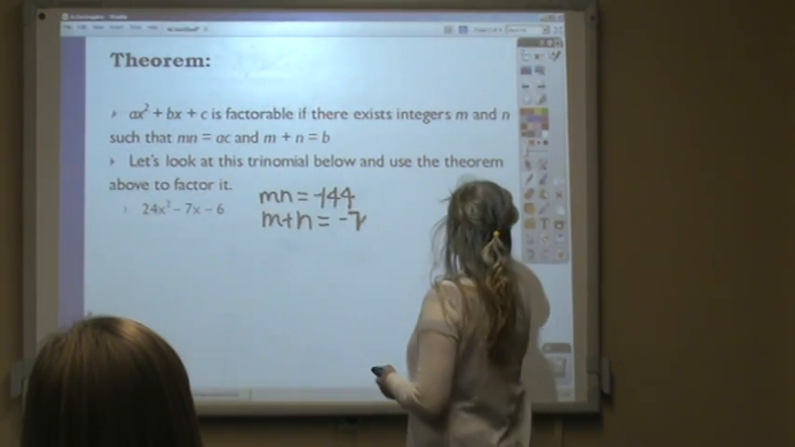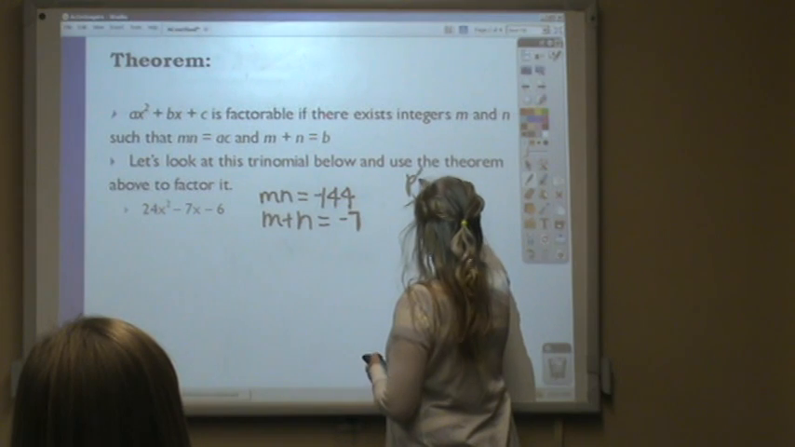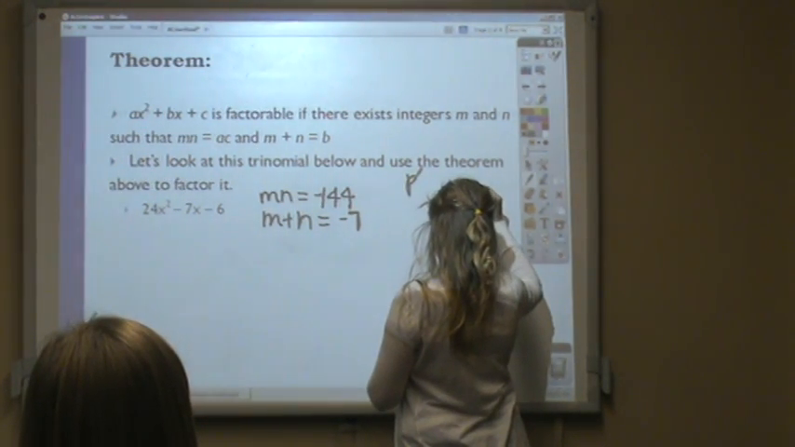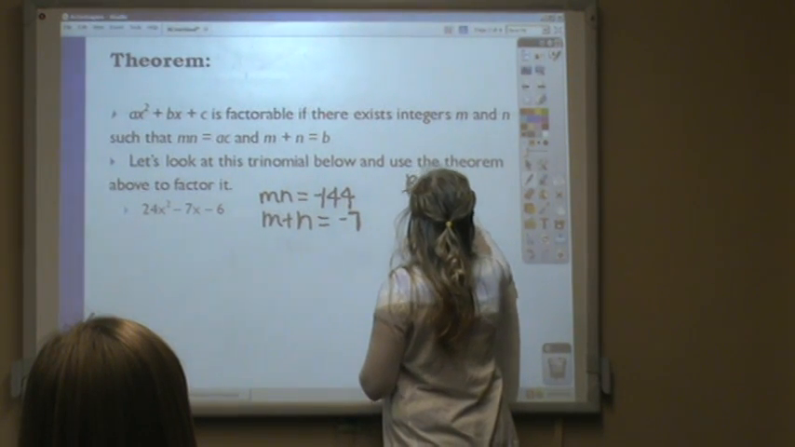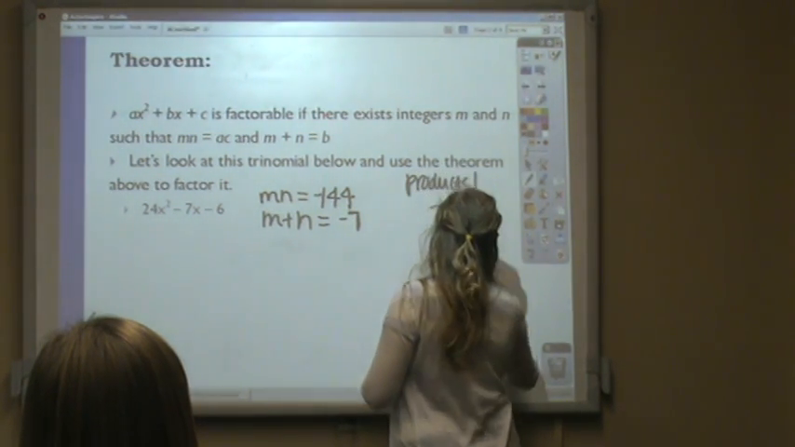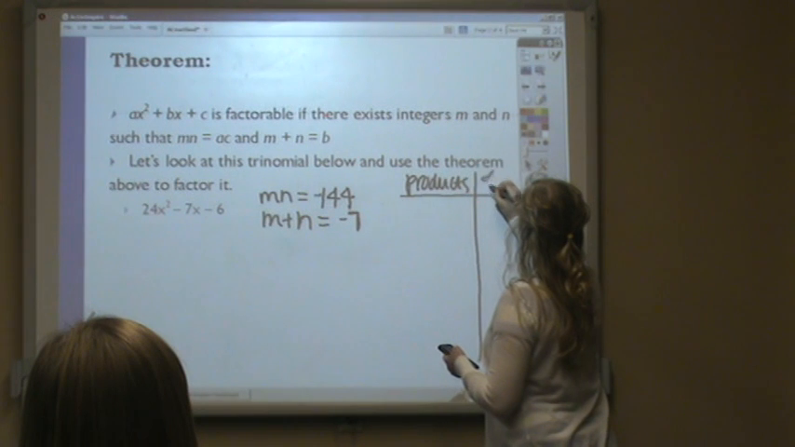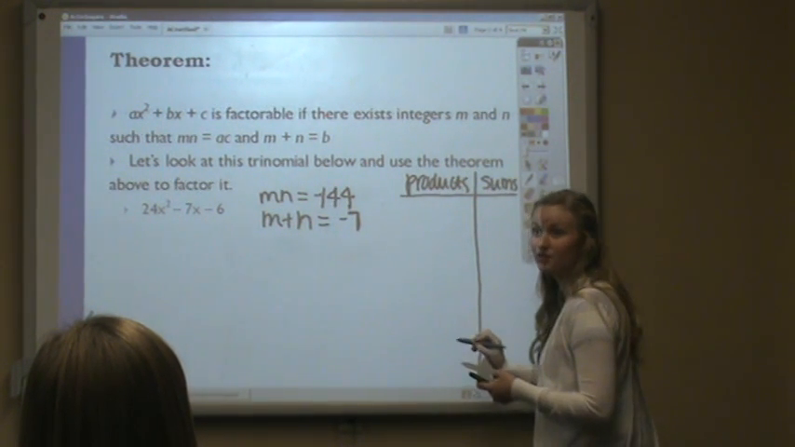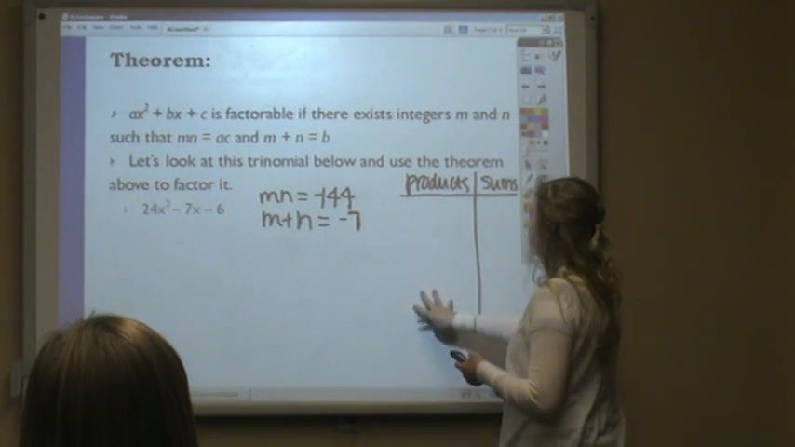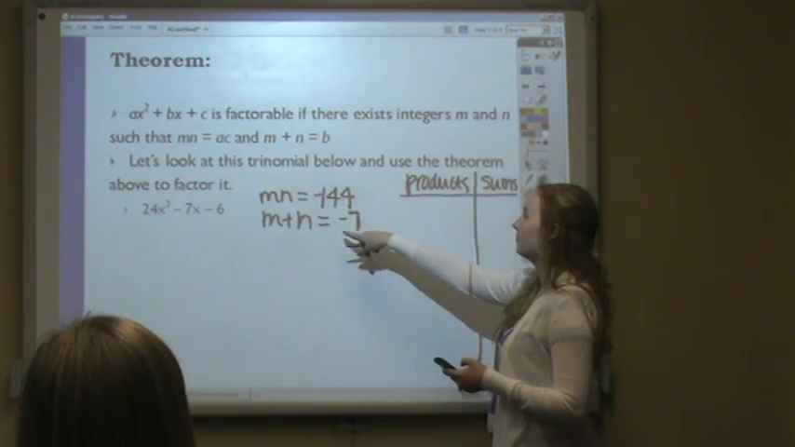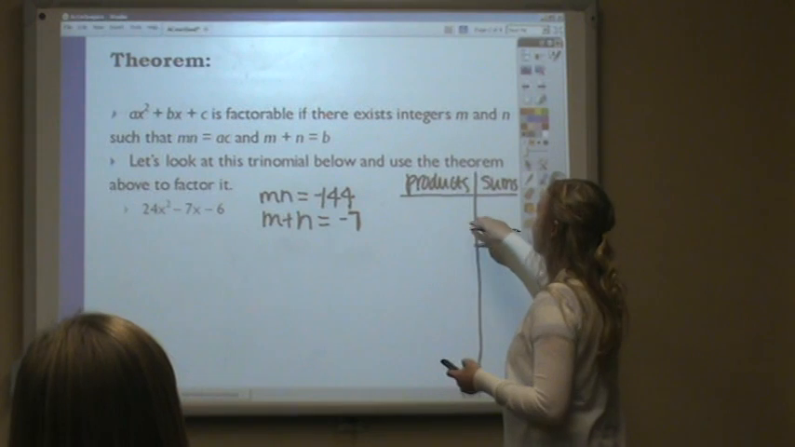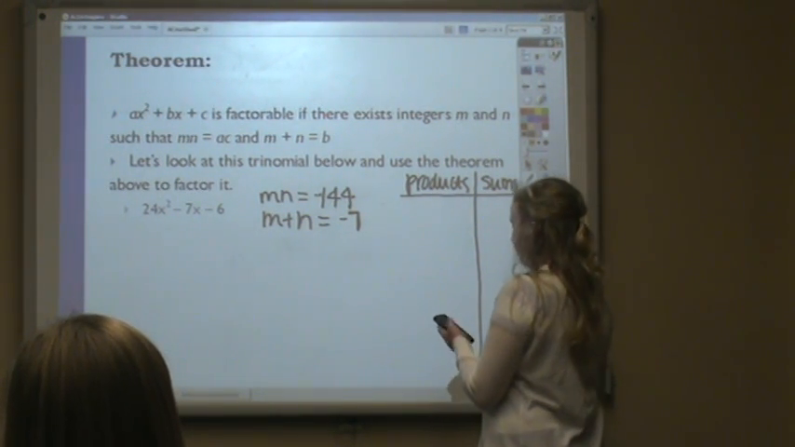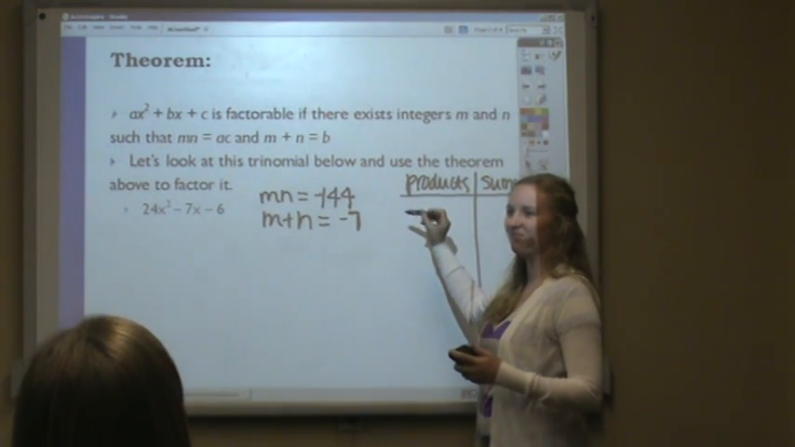All right. Now, let's make a table with the products and the sums. I like using the table because it's easier for me to see all of the products that give us negative 144 instead of just trying to think of all the different ones in my head. So can you think of a couple?